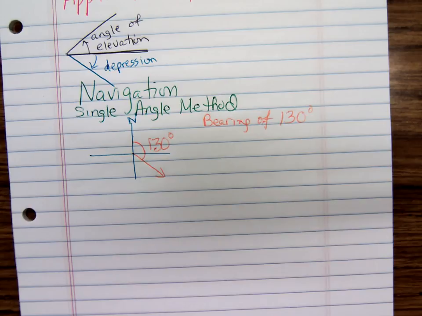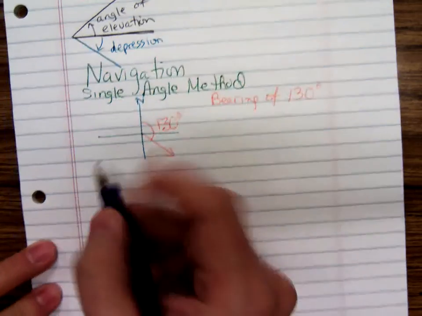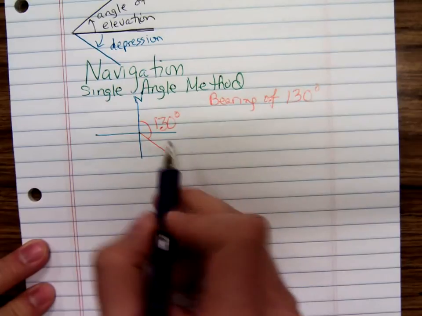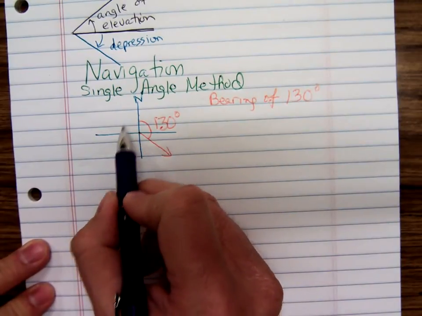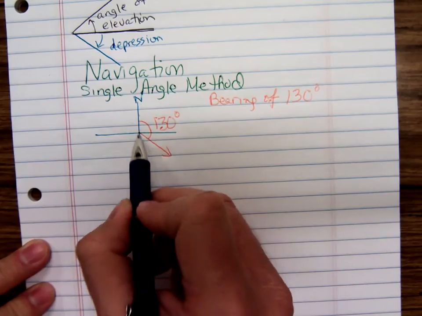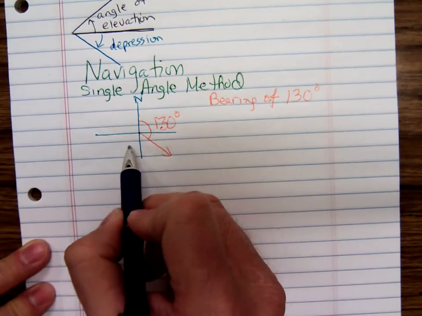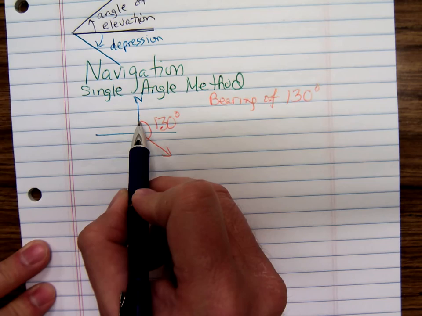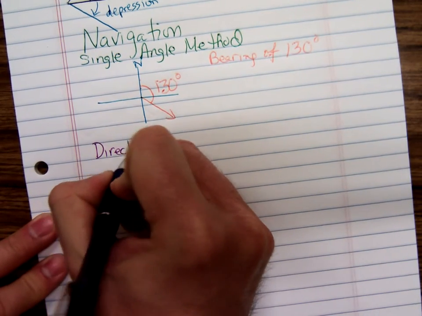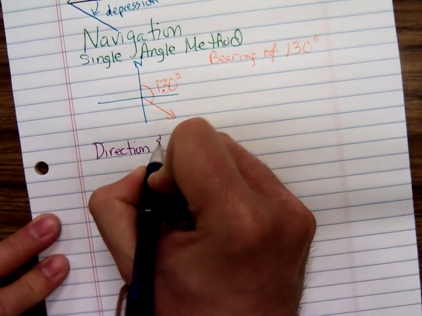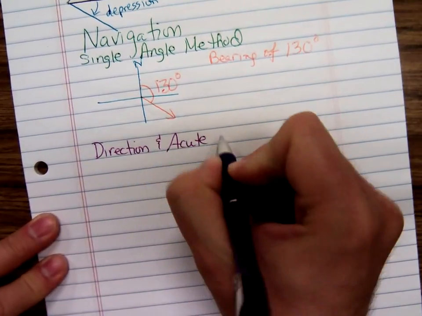There's another way you could state direction. Notice this angle here could be anything from 0 to, I guess, 360, probably not including 360, because you'd be back at due north. Another way is the direction and acute angle method.